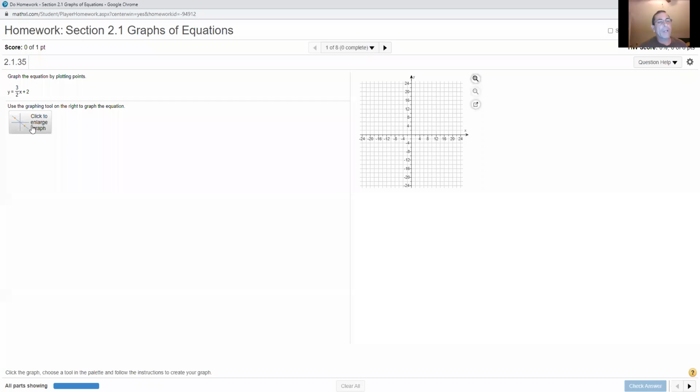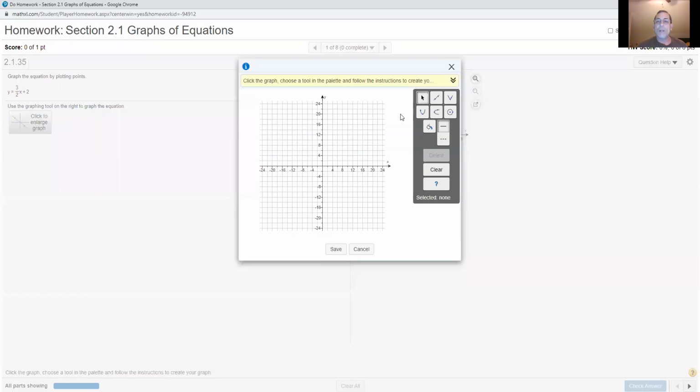And I'm going to click here where it says click to enlarge graph. And y'all, that's going to bring up a little graph here in the middle. So since you had a straight line, you need 2 points, which we got. So we're going to use the line tool and come over here and graph the 2 points. My first point was -2, -1. So I'm going to go left to -2 and then down to -1 and click that point.